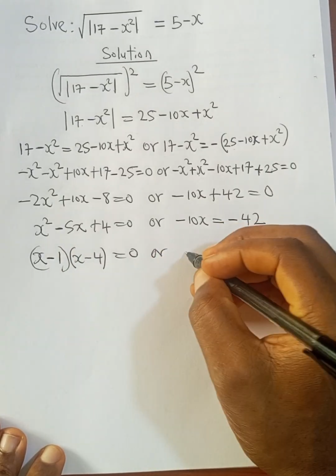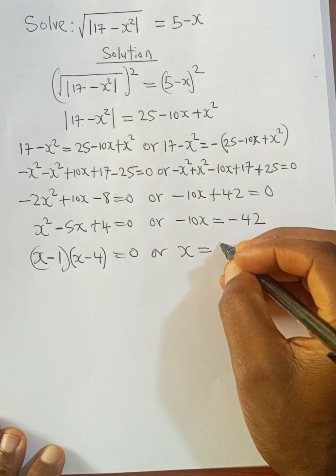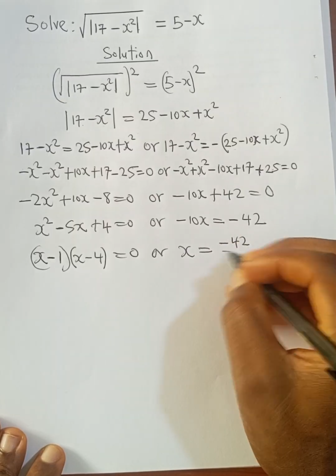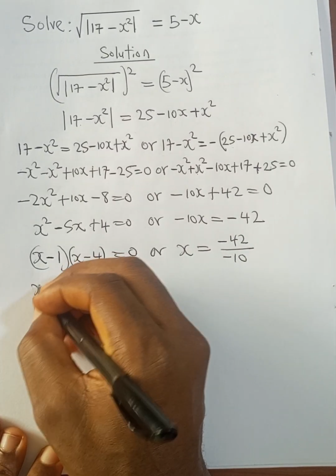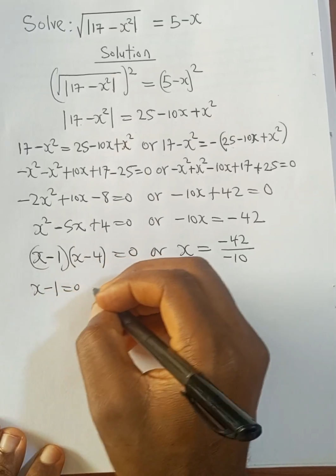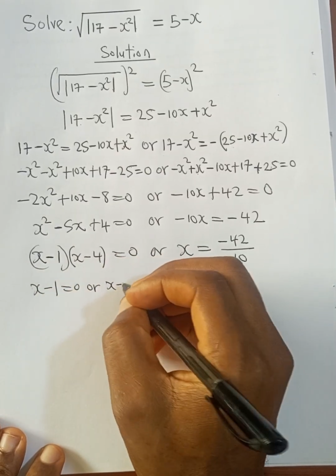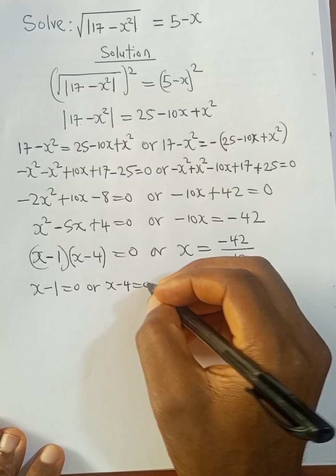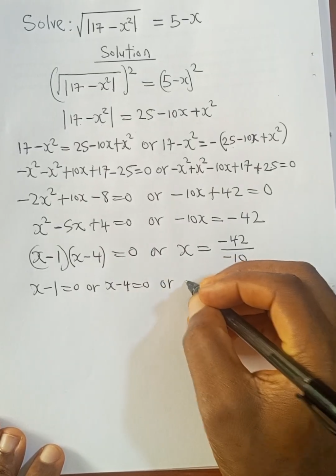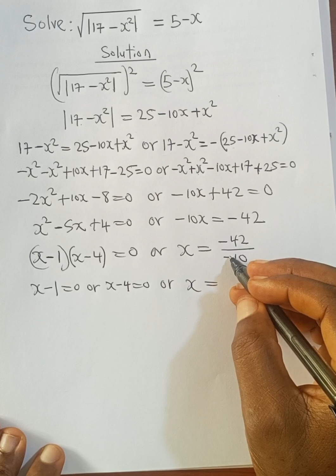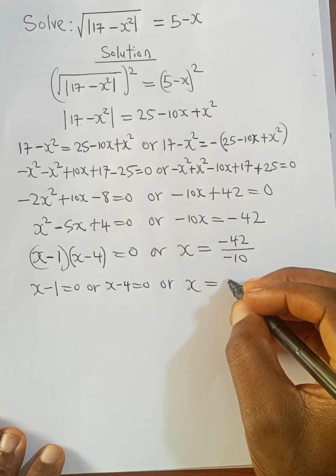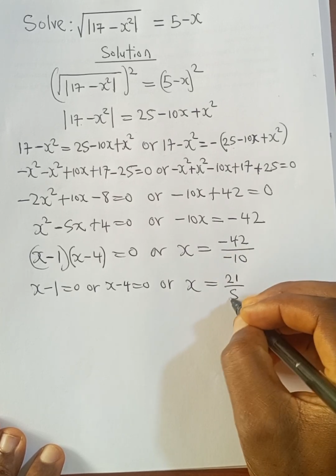Or let's finish up this one. This is x equals minus 42 over minus 10. Now let's take this further. This is x minus 1 equals 0, or x minus 4 equals 0. Then, or x equals what here? Minus will cancel minus. 2 goes here, will give us 21 over 5.